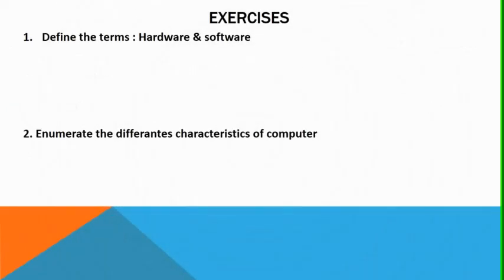Briefly, we talked about some definitions, computer characteristics, and some advantages and disadvantages. The following part is now about exercises. Exercise number 1 asks us to define the terms hardware and software.